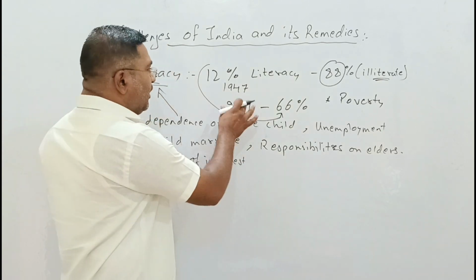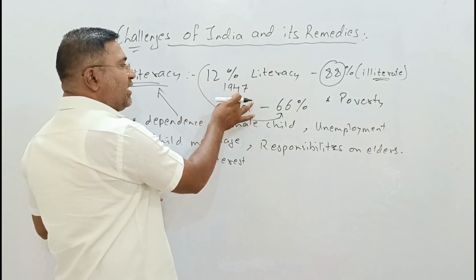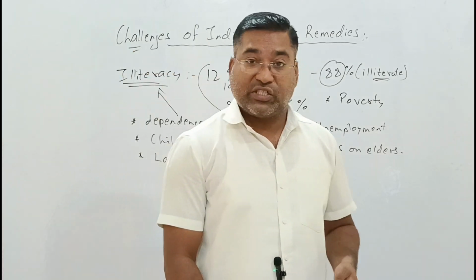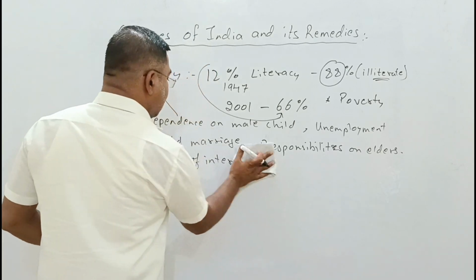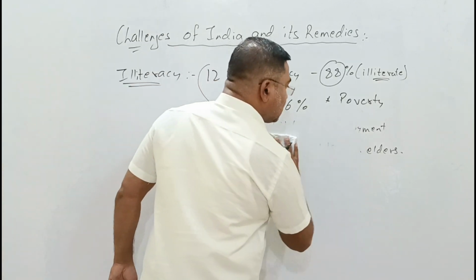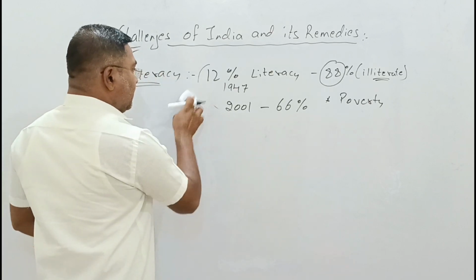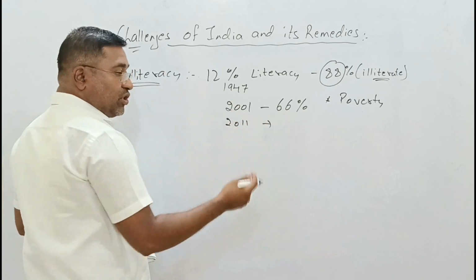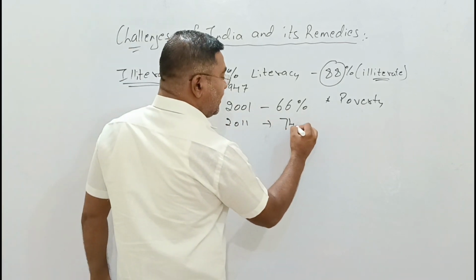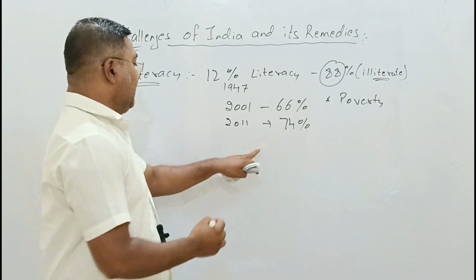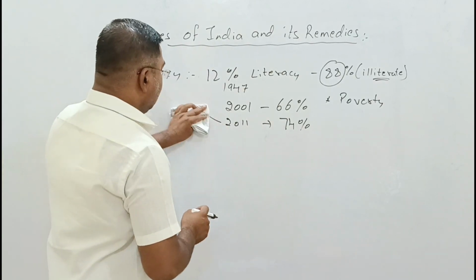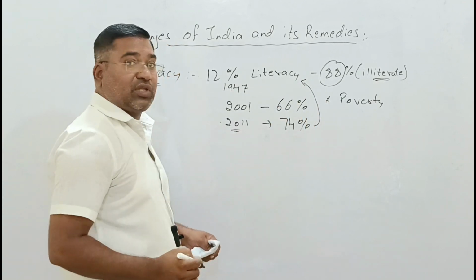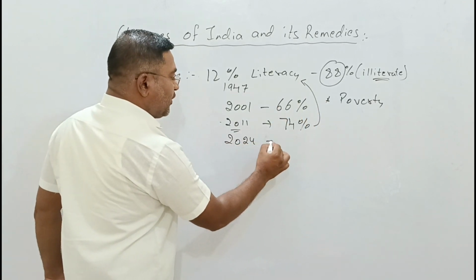Now, in 1947 we had 12% literacy. In 2001, we reached 66 percent literacy. Once again, we talk about one decade, which is equal to about 10 years. In 2011, we reached 74 percent literacy, and we are now in the year 2024.